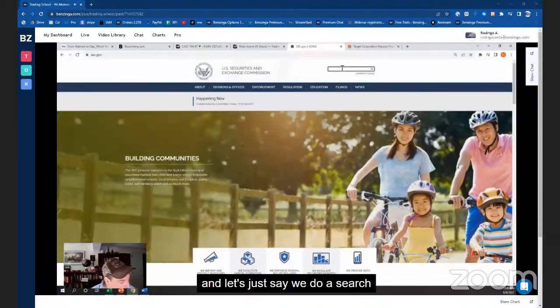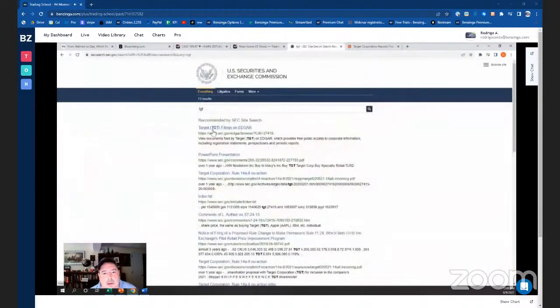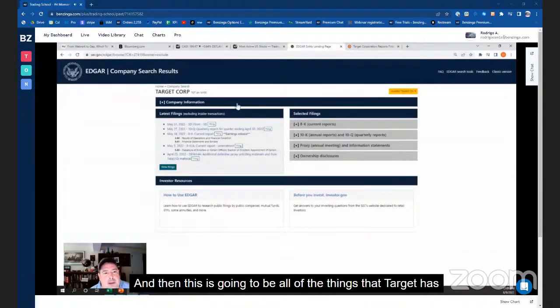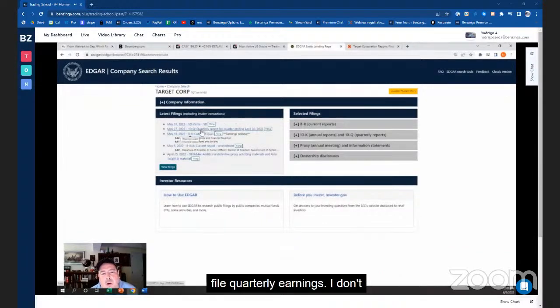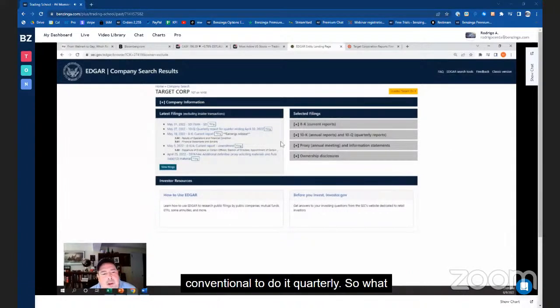And let's just say we do a search for Target. And then this is going to be all of the things that Target has to file with the SEC. Companies typically file quarterly earnings. I don't think that's a requirement, though. I think the legal requirement is they only have to do it once a year, but it's pretty conventional to do it quarterly. So what is this?